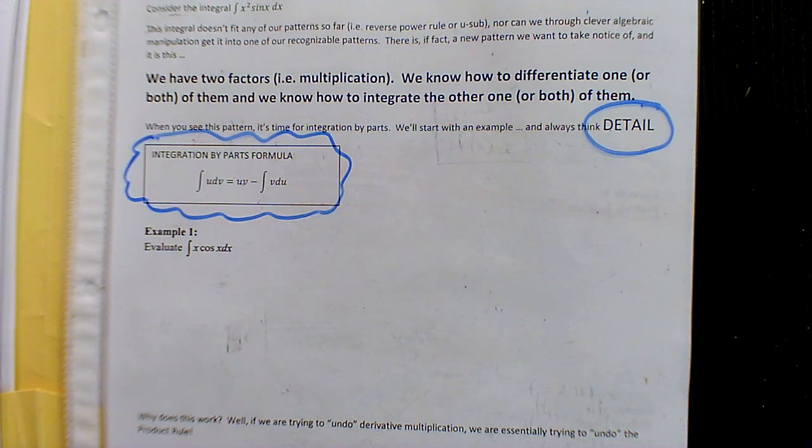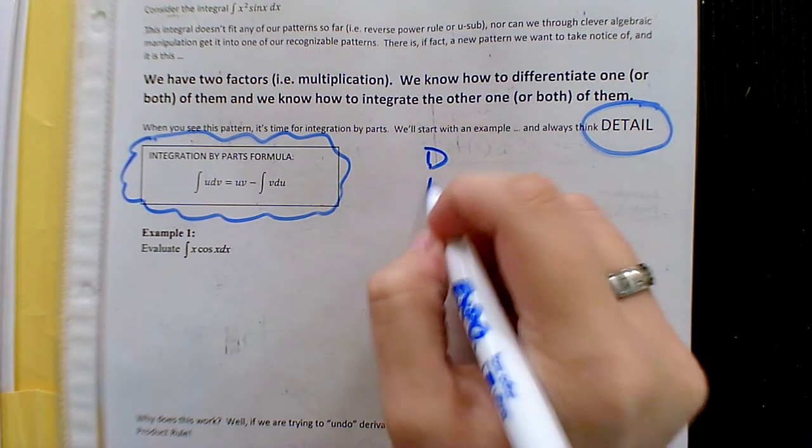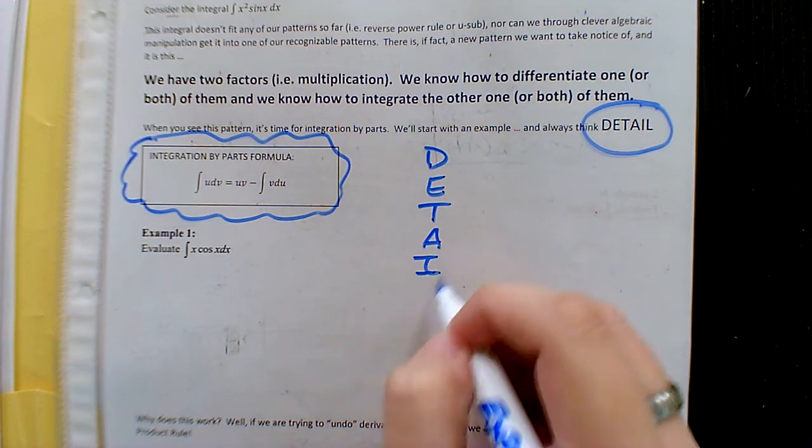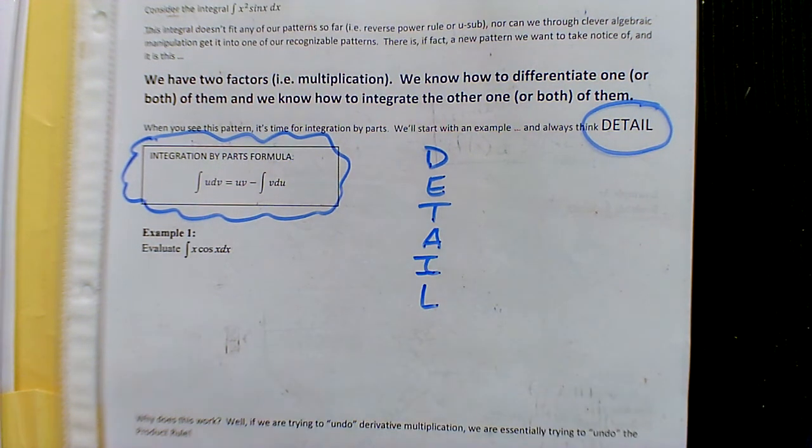Acronym? Anagram? I don't know, one of the two. Anyway, we're going to take this word DETAIL, and each letter represents something different that we should be looking for in these integrals that we're trying to work backwards from.